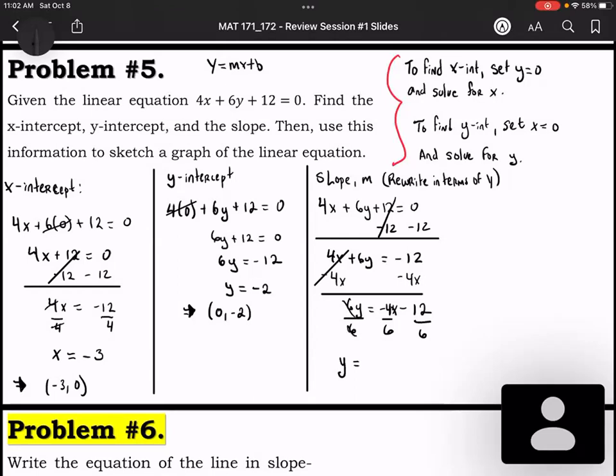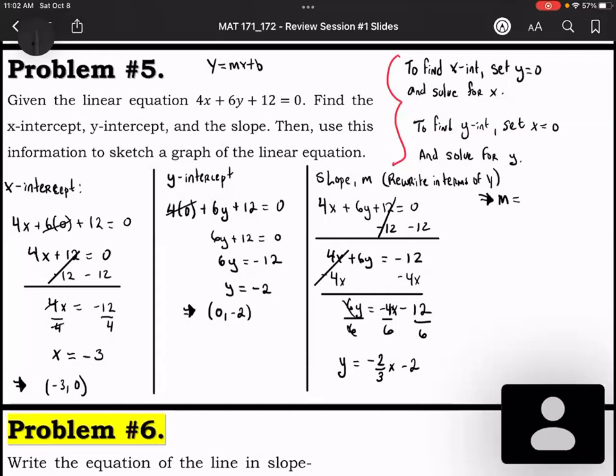What's negative 4 over 6? Can I reduce that a little bit? That's going to be negative 2/3. So it's negative 2 over 3 x. Then negative 12 over 6. Can I simplify that a bit? That's going to be negative 2. When you look at this equation now, y equals negative 2/3 x minus 2, you're capable of finding two things, namely your slope. Our slope m is going to equal what value?